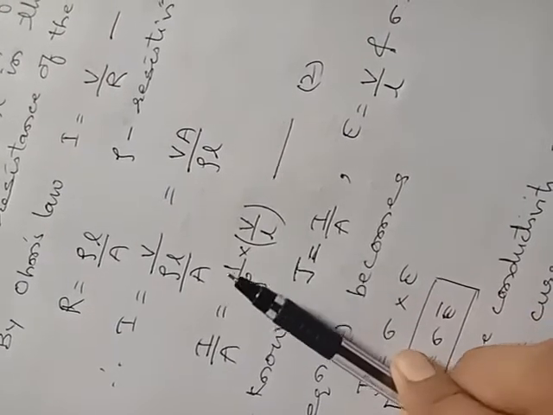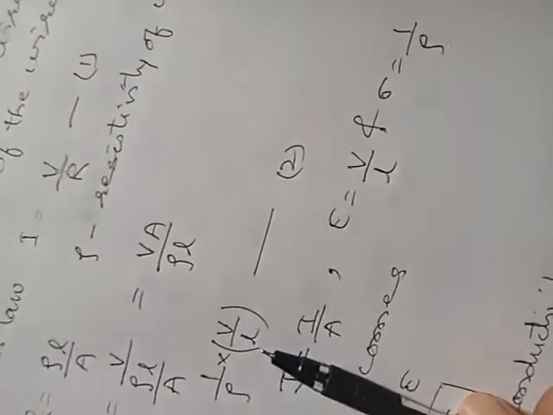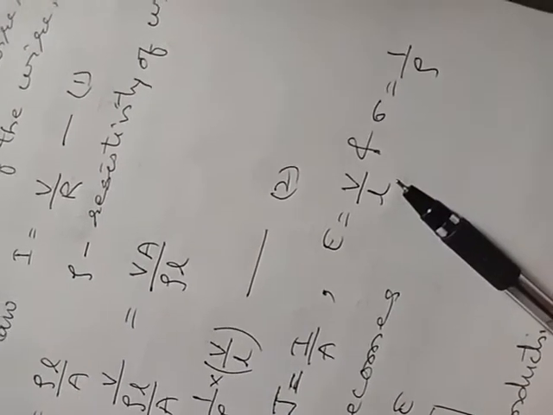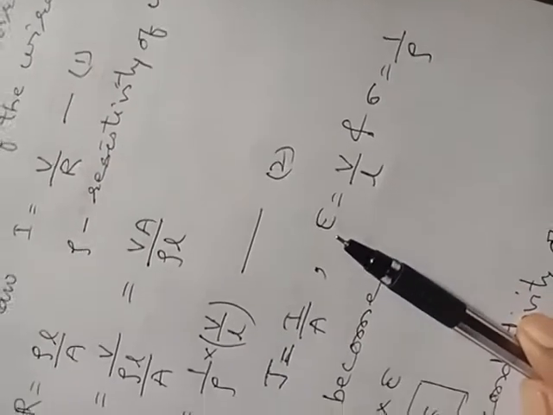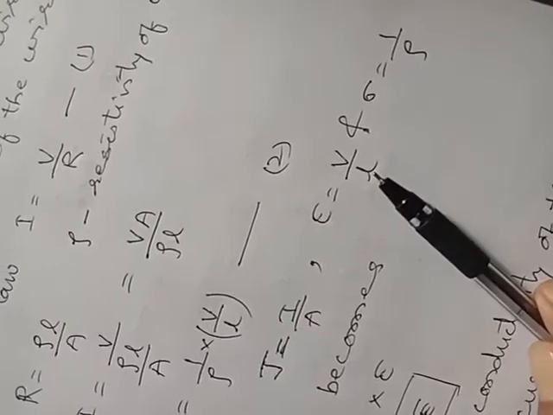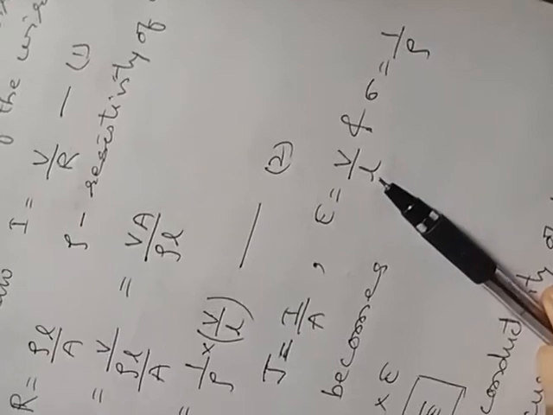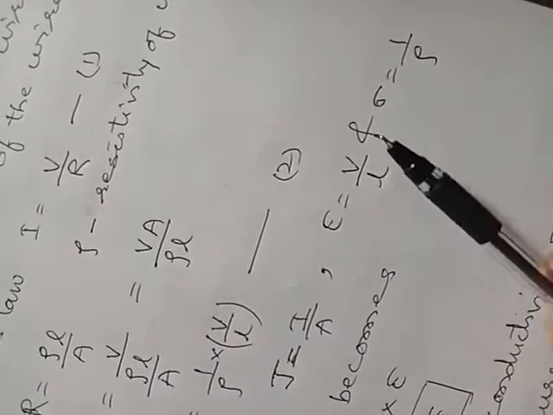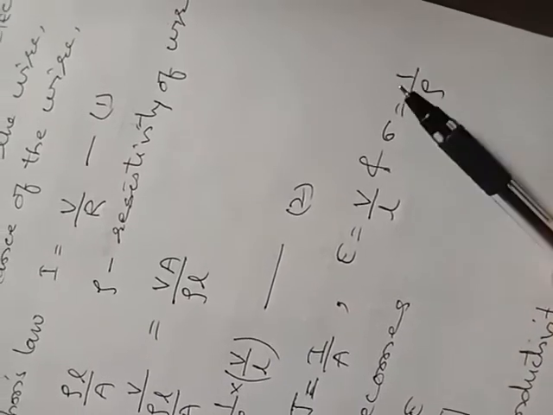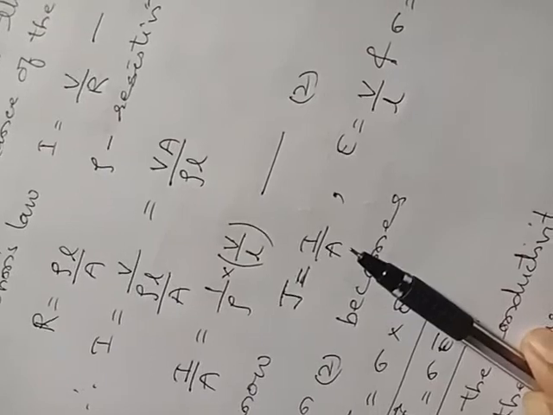So we know 1 by rho is what? Conductivity. What is V by L? V by L is equal to E, the electric field. The electric field set up in the wire is given by V by L. What is V? Potential difference. What is L? Length of the wire. Clear? So E is equal to V by L, sigma is equal to 1 by rho, and J is equal to I by A. These formulas you have to remember now.